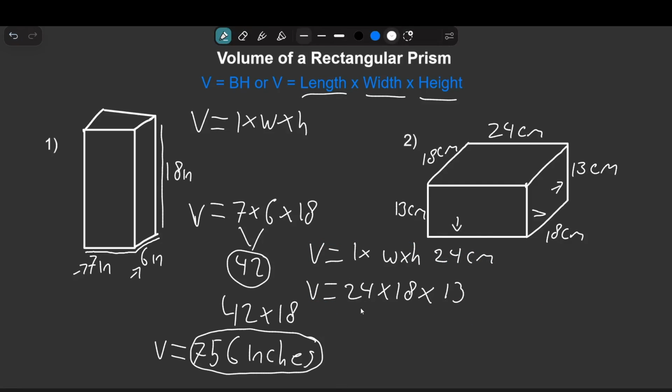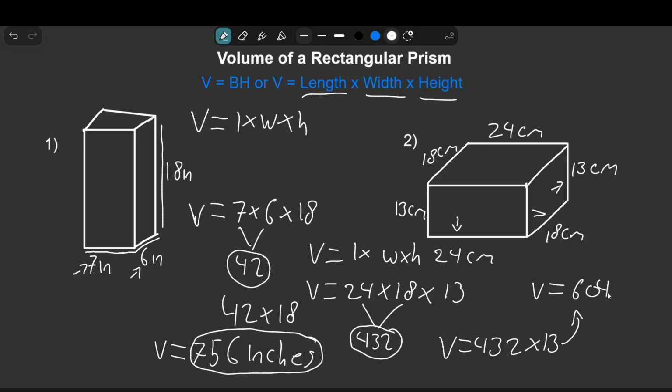So now we can do 24 times 18, and this will give us a very big number, but don't be scared of it. Don't be afraid. It's going to be the exact same thing. So we have 432. This will be our base area. Now we need to times this by the height of our rectangular prism. So we have volume equals 432 times 13. This will give us a final answer of 6,048 centimeters. This will be our final answer of the second example.